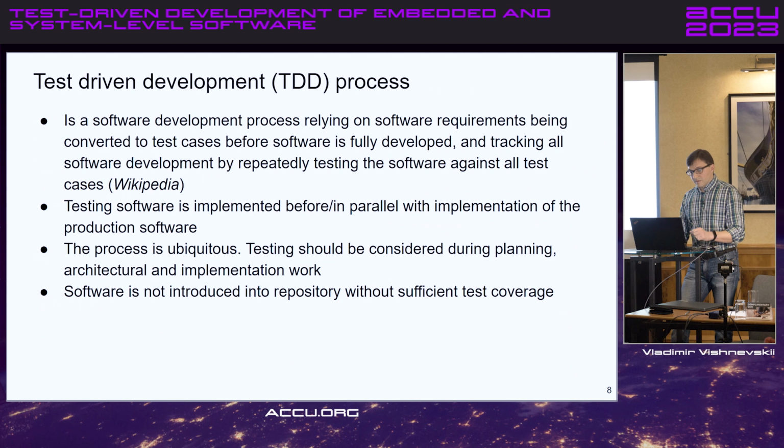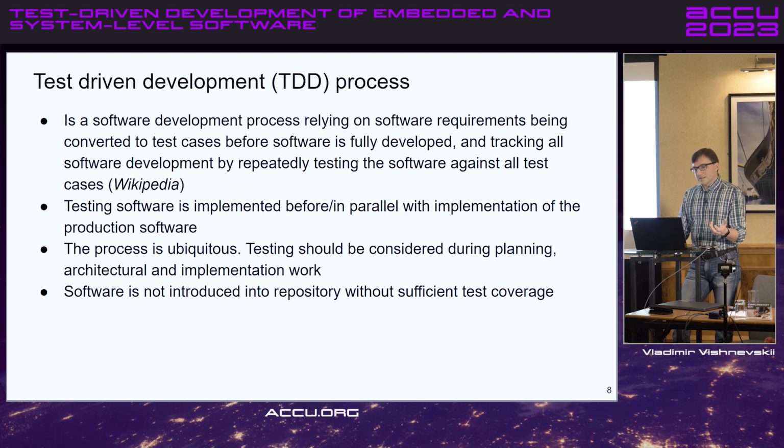And now a bit about the test-driven development process. I will just read the definition that I took from Wikipedia, the open source one. Test-driven development is a software development process relying on software requirements being converted to test cases before software is fully developed, and tracking all software development by repeatedly testing the software against all test cases. It is not specified what kind of testing is used here, but as we need to repeatedly retest the application against all test cases, most likely there is some automated testing strategy involved.